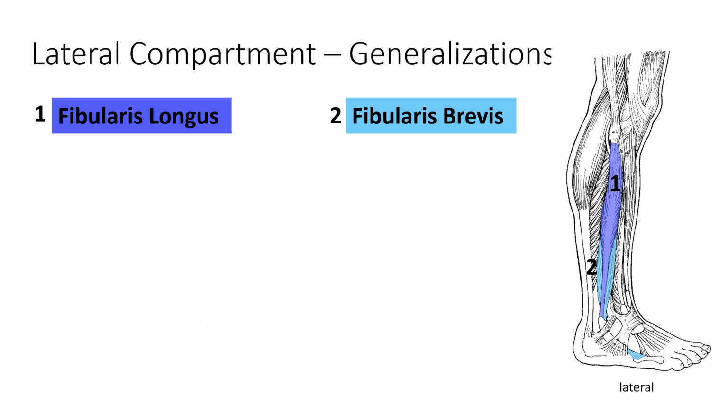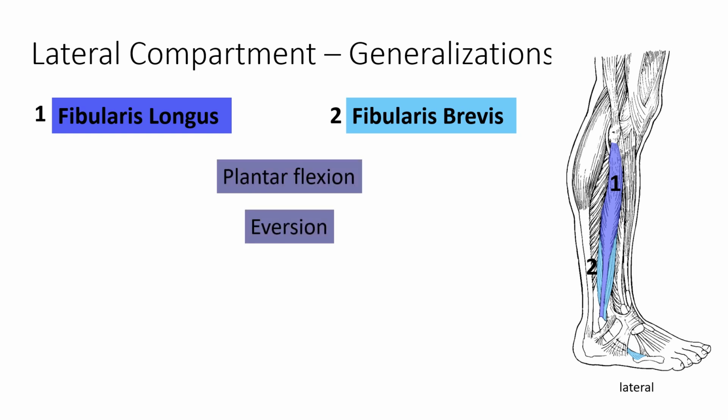Let's talk a little bit more about some generalizations we can make about these two muscles in the lateral compartment. In terms of actions, there are two actions. They can do plantar flexion and eversion of the foot. So remember, with eversion versus inversion, we talk about the direction of the soles of our foot. So eversion pulls the soles of our foot outside or lateral.